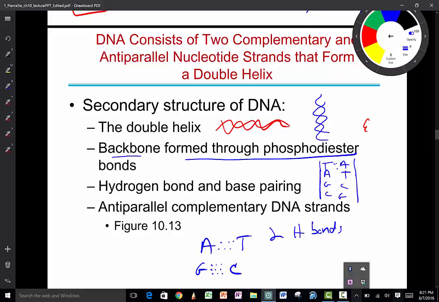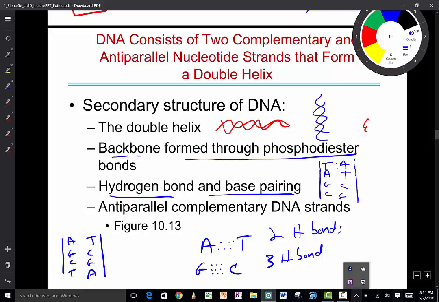It's important that it's a hydrogen bond because we need to be able to separate the strands of DNA molecules. So hydrogen bonds and base pairing hold these strands together. These complementary strands. If you have one strand that has a particular sequence, the other strand is going to have the complementary sequence. So T pairs with A, C pairs with G, G pairs with C, A pairs with T. The word for that relationship is complementary. So they're complementary DNA strands.